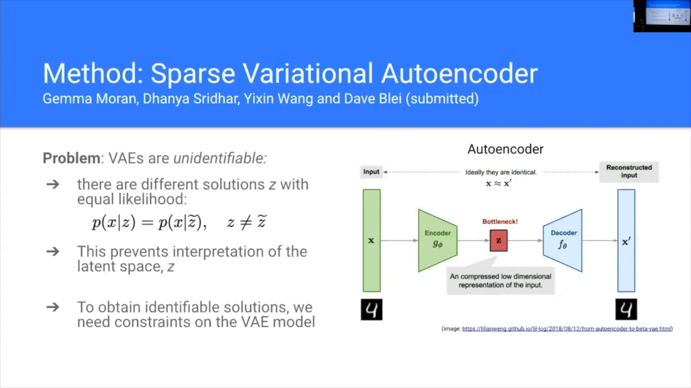We use autoencoders to get latent representations Z. And one thing that we want to do with these representations is interpret them in some way. So one dimension might correspond to shape, or one dimension might correspond to rotation, for example. But a problem with interpreting these representations is that VAEs are unidentifiable. So you can rotate the space and still have the same likelihood. And this means that if we find a solution, we don't know if it's actually the correct solution. So we want to impose constraints on the VAE so that it is identifiable.